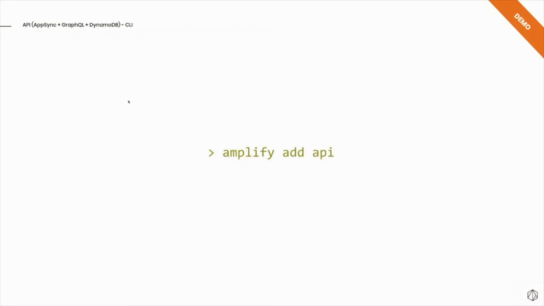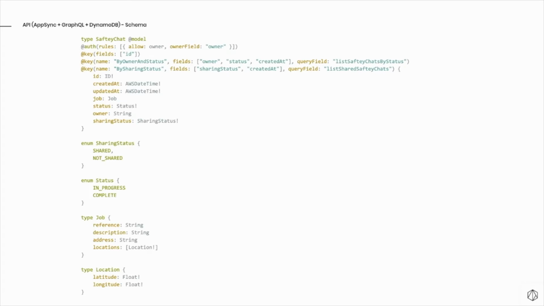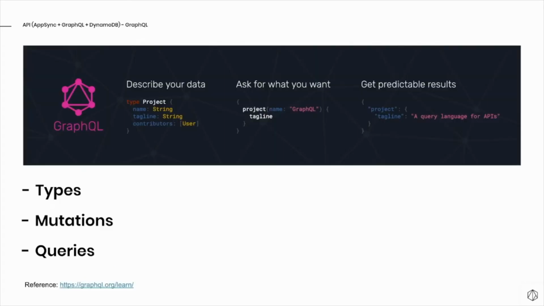In my demo, I used an existing GraphQL annotated schema file while setting up the API, which looked something like this. So what is GraphQL? GraphQL is a query language for your API and a server-side runtime, which is AppSync in our case, for executing queries by using a type system you define for your data. You can use types to describe your data. You can use mutations to create, update, and delete the data, and then you can use queries to ask which specific data you're after. You can learn more about GraphQL by going to the link that I mentioned below.